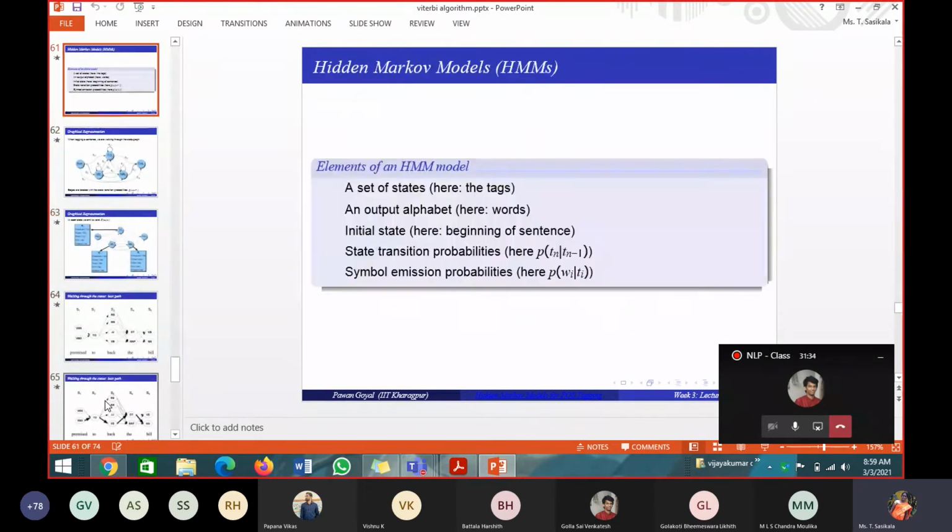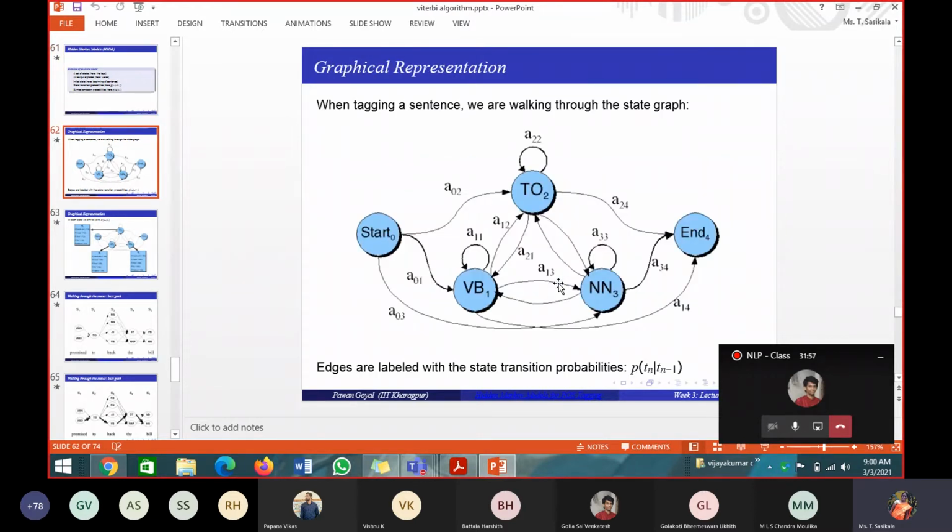See, this is the graphical representation. So in the Markov model, we have state transition probabilities given by Tn given Tn minus 1, that is Ti given Ti minus 1, and the word transition probability, that is P of Wi given Ti. For a given tag, what is the corresponding word for the given tag? So here in this Viterbi algorithm, the first thing, given a problem, is that we will be representing it as a graphical representation.